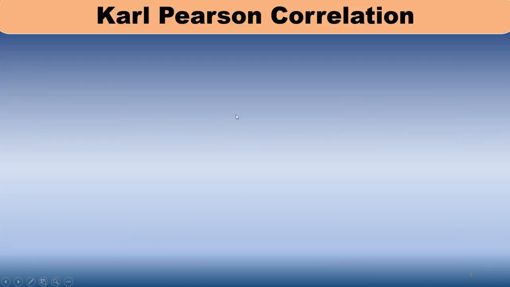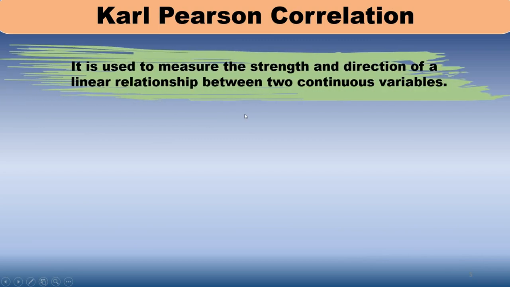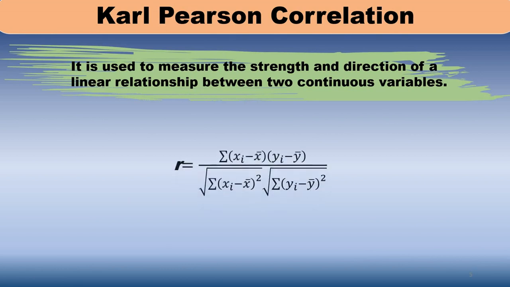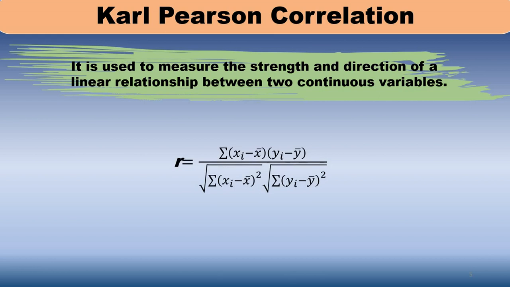Next we move to Karl Pearson correlation. Karl Pearson correlation is used to measure the strength and direction of the linear relationship between two continuous variables. This is the formula to compute Karl Pearson correlation.